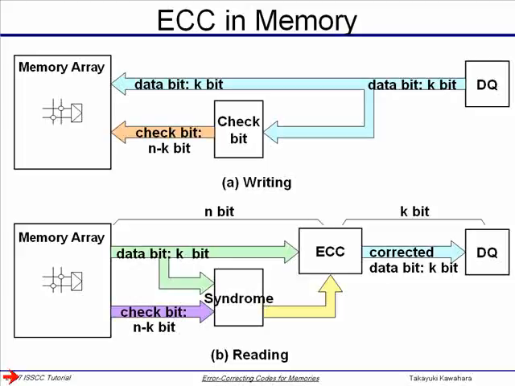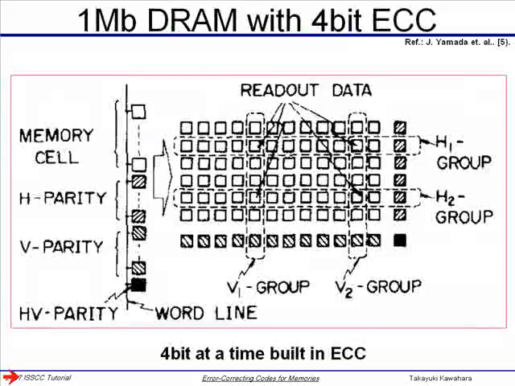Okay, so in the next 30 minutes, we look at the reported works. One is a 1 megabit DRAM with 4-bit ECC. That was 20 years ago, so that is reported. So this is HV coding. This is a logical image of the memory cell. The memory cell, this is a memory cell. This is the H parity, V parity, and HV parity.